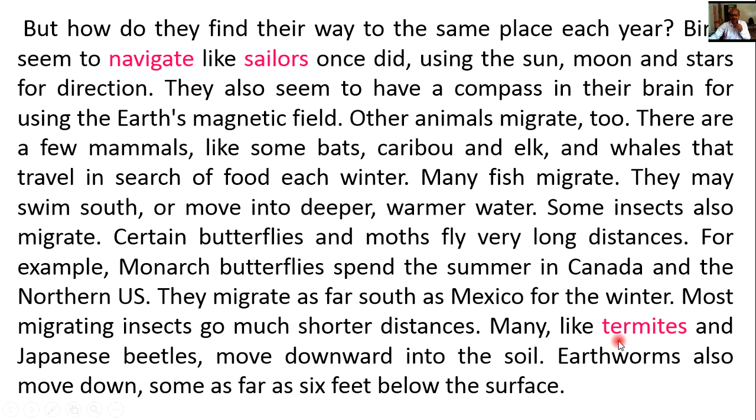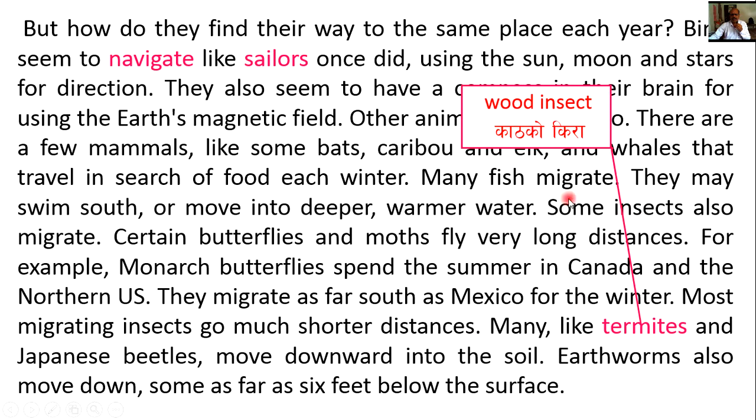Many, like termites, move down. Termites means wood insects, like woodworms. And Japanese beetles move downwards into soil. Earthworms also move down, some as far as 6 feet below the surface.